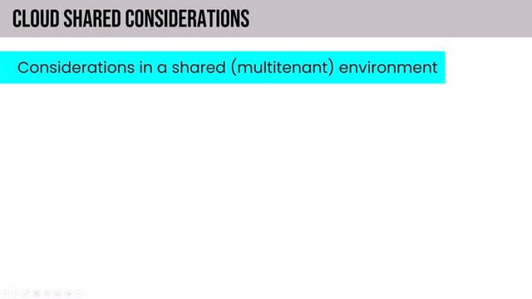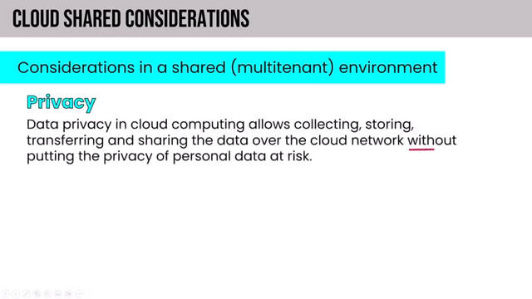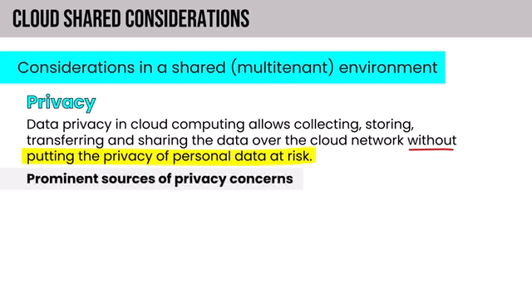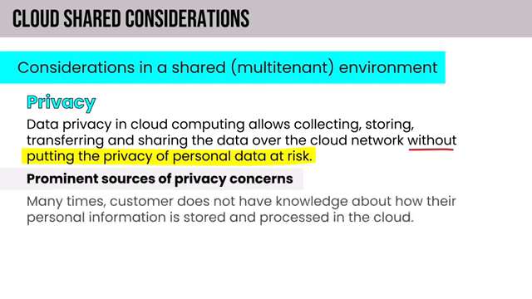Continuing down the road of shared considerations, let's talk about privacy. Data privacy in cloud computing allows collecting, storing, transferring, and sharing data over the cloud network without putting the privacy of personal data at risk. There are a couple of prominent sources of privacy concerns. Number one, oftentimes the customer does not have knowledge about exactly how their personal information is stored and processed in the cloud. Your major CSPs do a pretty good job in terms of transparency. Those contracts and agreements are long-winded, so not always easy to find in some cases.